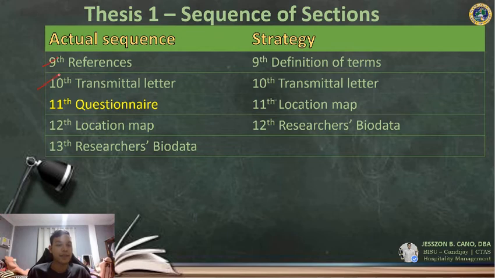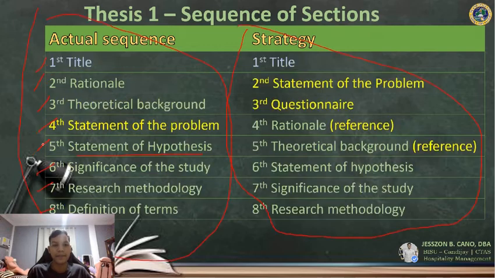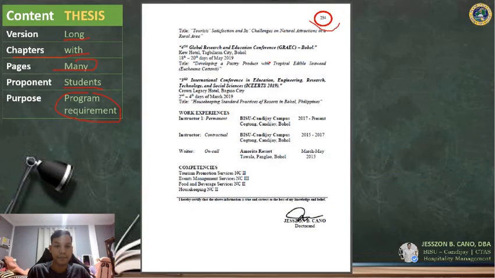Tenth, transmittal letter. Eleventh, questionnaire. Twelfth, location map. And then thirteenth, researcher's biodata. So again, on the left side, this is the actual sequence of the thesis. But for a strategy, so that it will become easy for you to create your own thesis, again, just a recap.